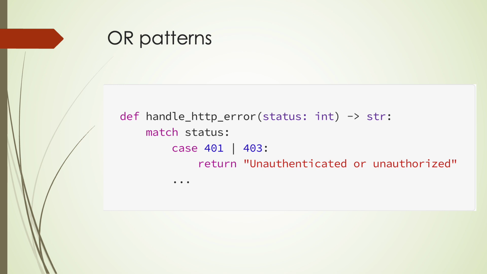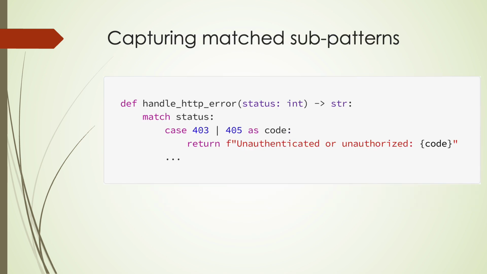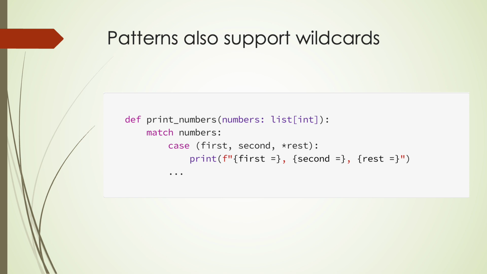As shown in this example, we can use the pipe to combine multiple patterns. We can also use the as keyword after a pattern to assign the matched value to a new variable. In this example, the code variable would contain the value of 403 or 405 depending on which one is passed in. When the subject is a sequence, we can use wildcards to capture all the remaining items. We can also ignore the rest items by changing *rest to *_.